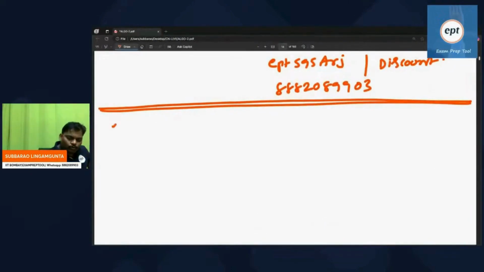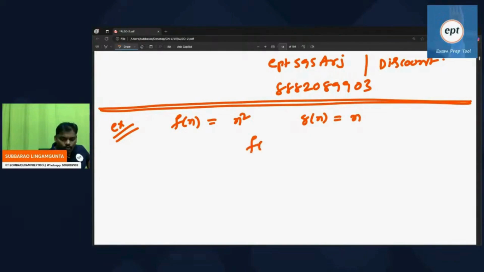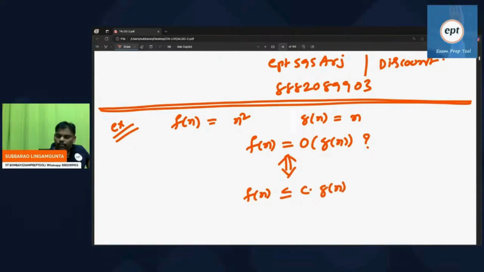Yeah, perfect. Now let's move to the next one. One more problem. f(n) = n square, g(n) = n. Then I want to prove f(n) is big O of g(n). If you want to prove this, this condition should be satisfied: f(n) is less than or equal to some c times g(n), for all n where n is greater than or equal to n0. Can I prove it or not?